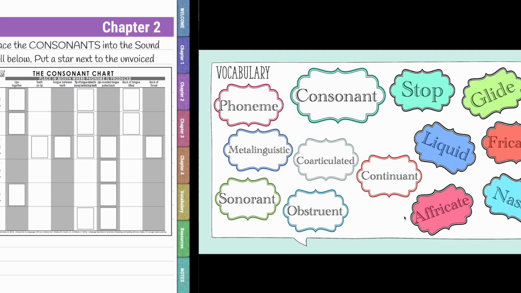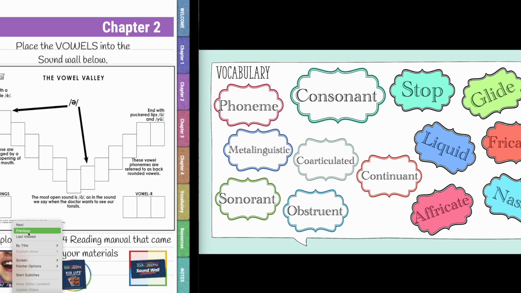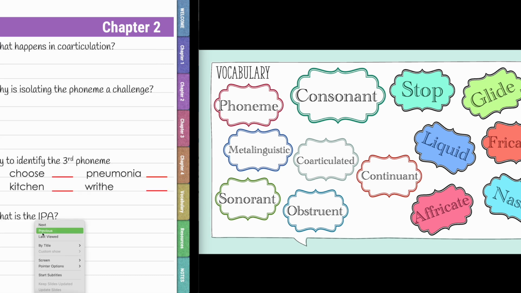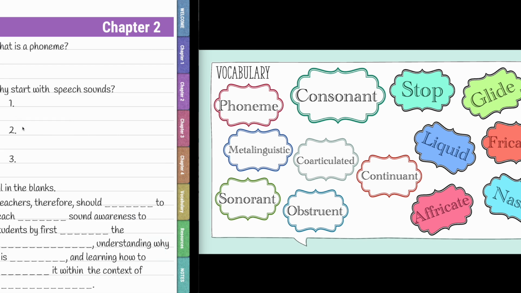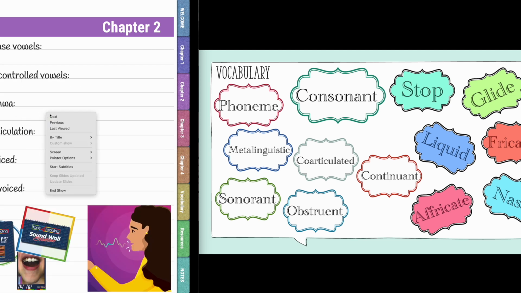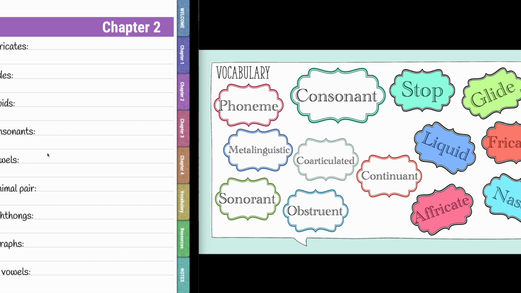Okay, so here we have a chance to take a look at all this vocabulary. This is a good opportunity for you to go back to your study guide and go back to the vocabulary pages and fill in these kid-friendly terms, the way that you can explain it to your students. Now, the ones that are down here, these small white ones, metalinguistic, co-articulated, continuant, obstruent, and sonorant, these ones you may not need to teach to your students. Phoneme, consonant, you probably do. These ones that are colored, you definitely do want to teach to your students.